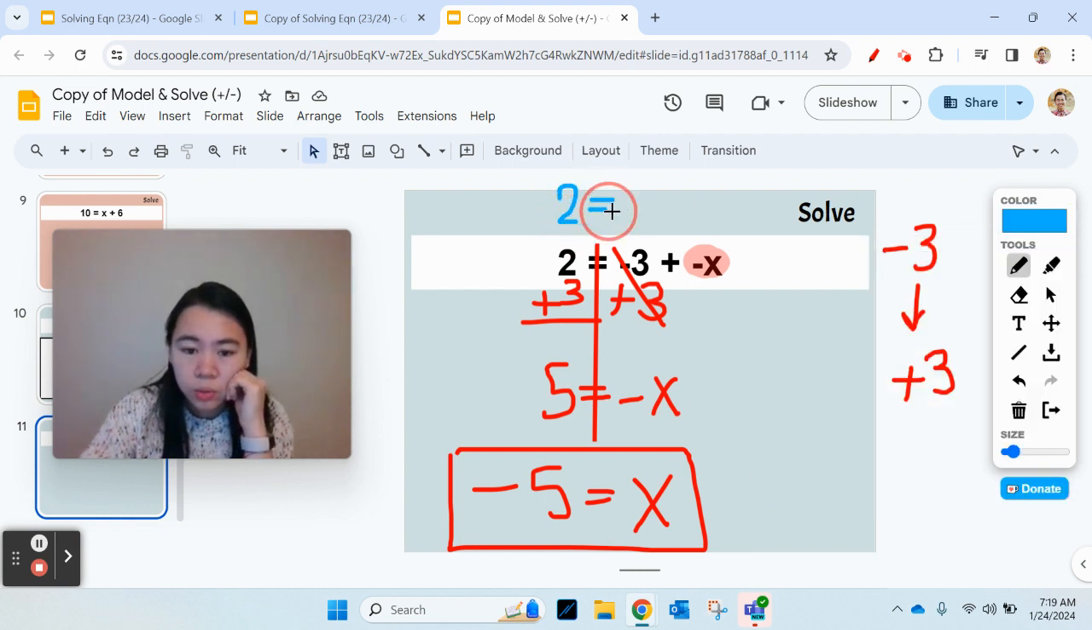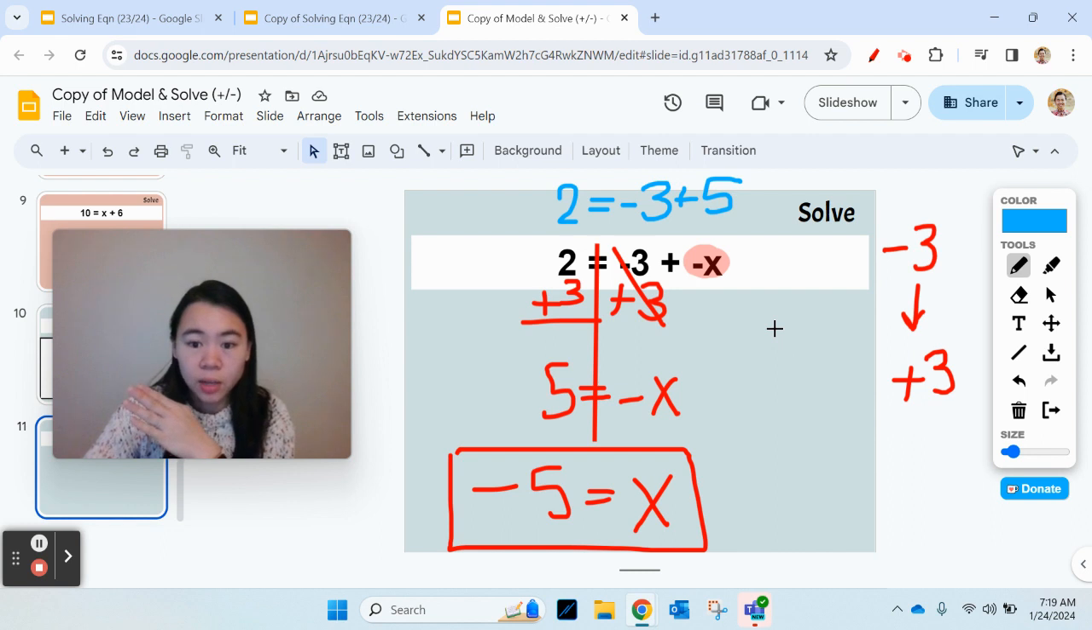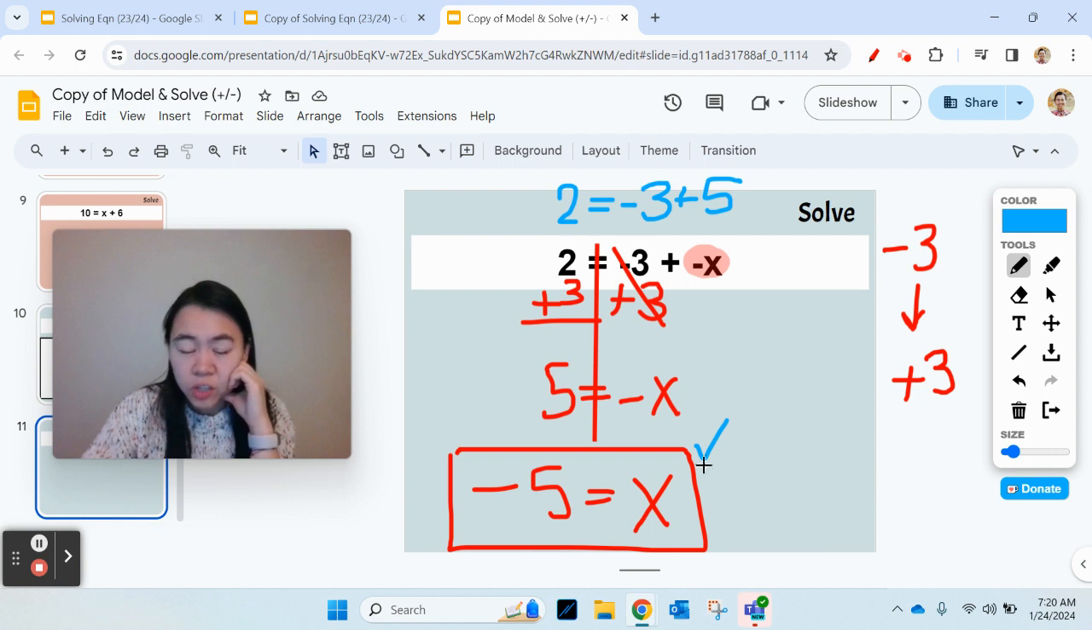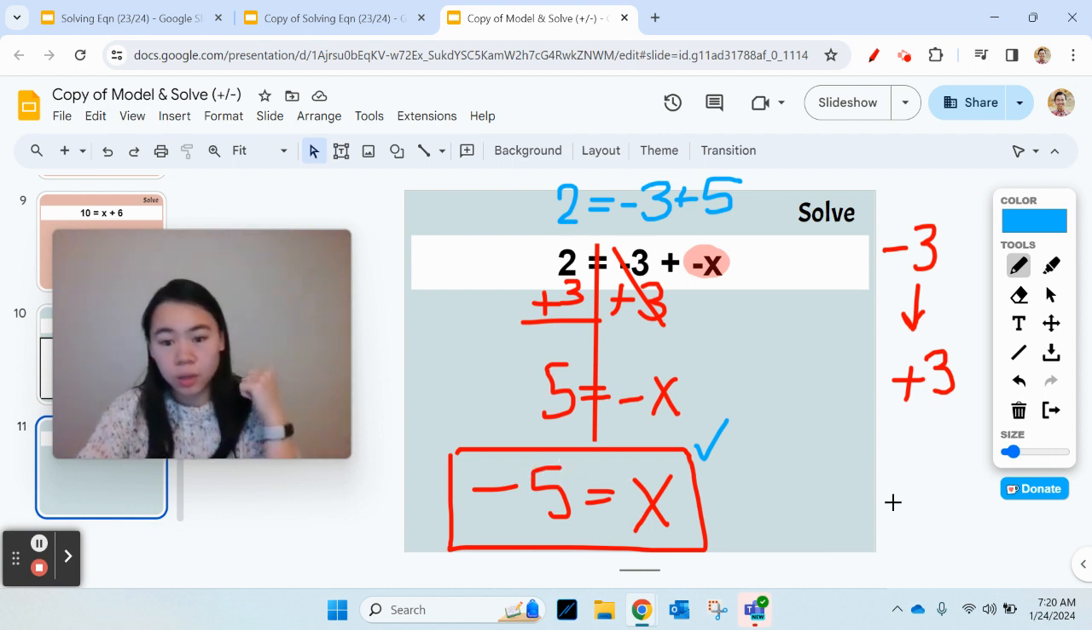And then we can check our work. 2 equals negative 3 plus, let's see, negative x is positive 5. 2 equals negative 3 plus 5. Is that correct? If you're at negative 3 on the number line and you go up 5, you're going to go past 0 up to positive 2. So this is correct. Always check your work. We check our work by plugging your answer back into the original equation.